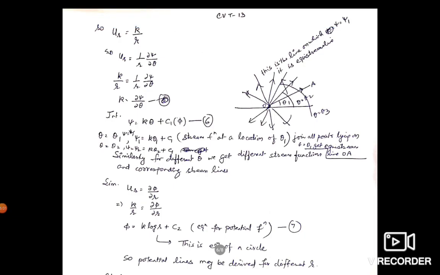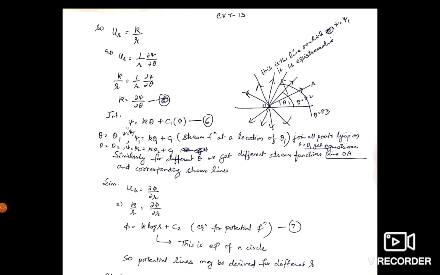So in this way we get ur. ur is k upon r. Now as I told you, ur can be written in terms of stream function. So the value of ur in terms of stream function in polar coordinates is 1 upon r ∂psi/∂theta. You put here k upon r is equal to 1 upon r ∂psi/∂theta. Solve it, get k is equal to ∂psi/∂theta.